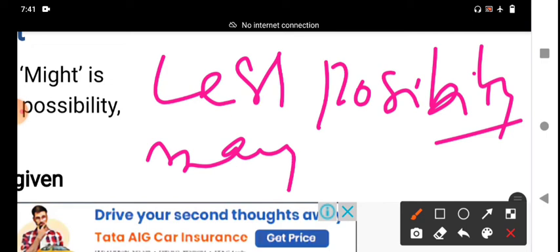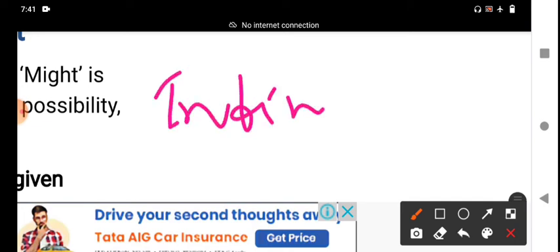Might is less possibility. He might win in the election. He may win the election. That is more possibility. He might win the election. It is the less possibility. You understand, my dear students. Generally, an important note is you should understand may and might are followed by the infinitive. That is important. Infinitive without to.